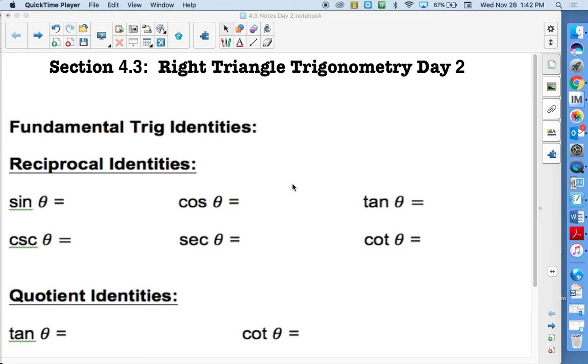Back and forth when we go to the next page. But the first group of identities are called reciprocal identities. A reciprocal is when you flip something or you take 1 over something. So underneath, if you look at the 3 that are underneath, the cosecant, you already know its reciprocal identity. The cosecant is equal to what? How would you find cosecant?